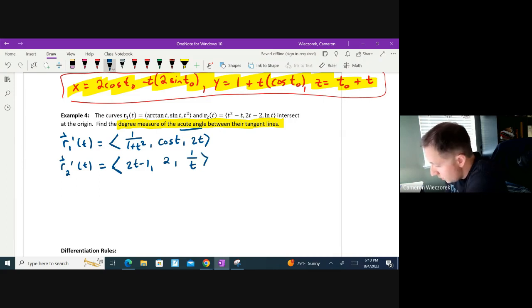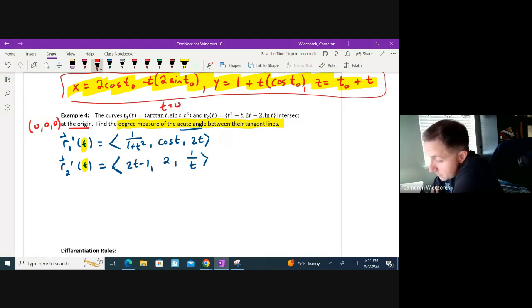Okay. We need to figure out at what value of t these two curves intersect, because I need to know what value of t to plug into my tangent vectors. So you kind of have to look and reflect a little bit here. In order to produce the point, it said the origin, so I need the point 0, 0, 0 to come out of this. So I have to think what value of t would make arctan t be 0, would make sine t be 0, and would make t squared be 0. Well, that would be when t equals 0.